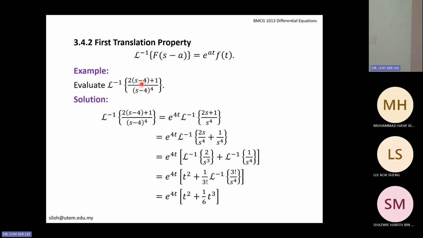Now we will start to inverse Laplace to get this. So we will take out the a to form the e to the at. Here we will take out the 4, so you have e to the 4t. Once you have taken out the 4, that means here you have only s.